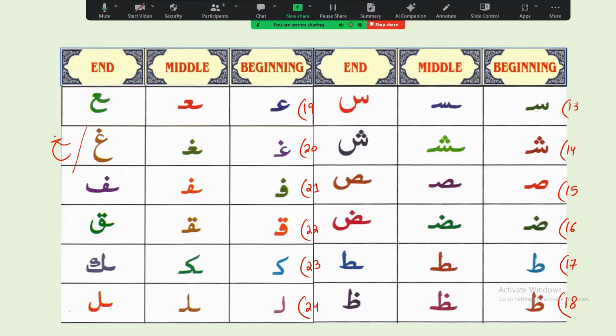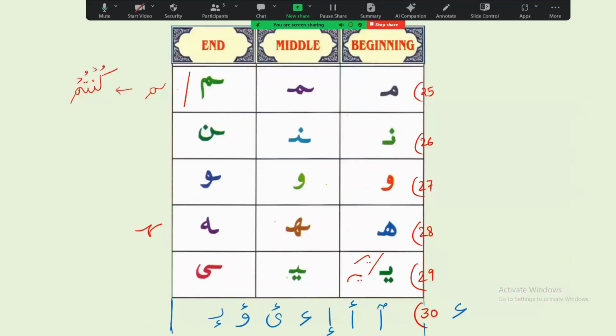The other letters, Sheen, Seen, and Saad, then letter Tha, Zay. Again, I'm just going to move forward. This has all the possibilities written, and we will inshallah see one by one with examples now. Okay, so these are all the cases written.